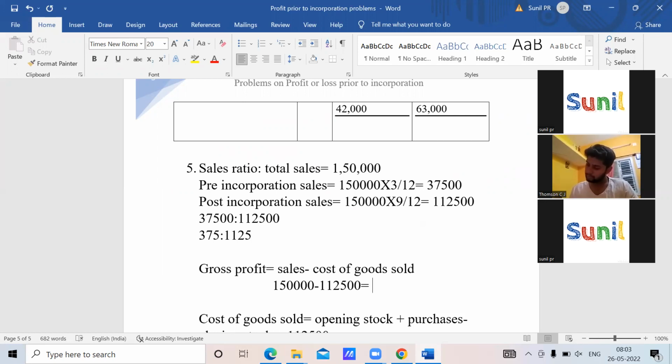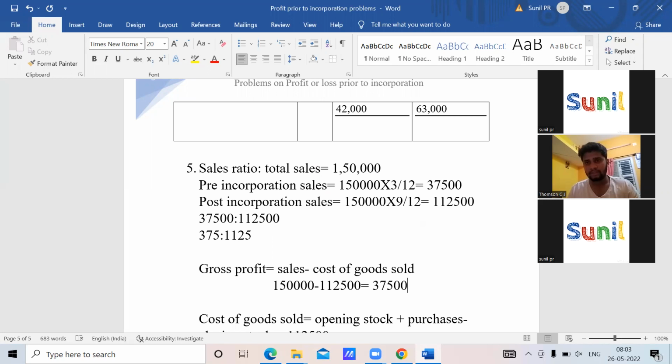Yes, sir. Okay. So what will be the answer now? Gross profit, 1,50,000 minus 1,12,500 will give us 37,500, sir. Yes, exactly. It is 37,500. So this is called the gross profit.